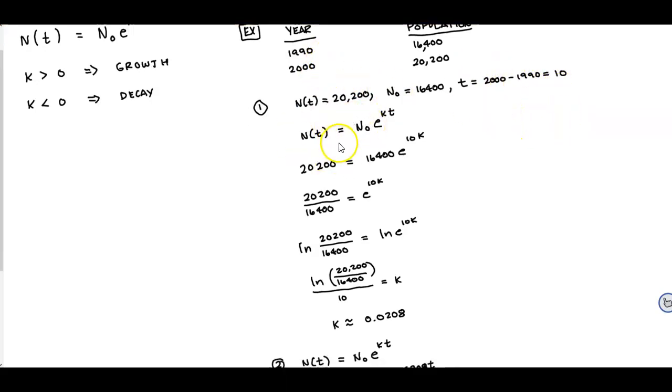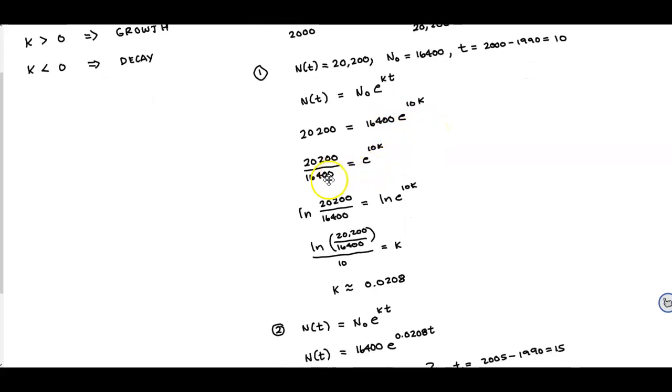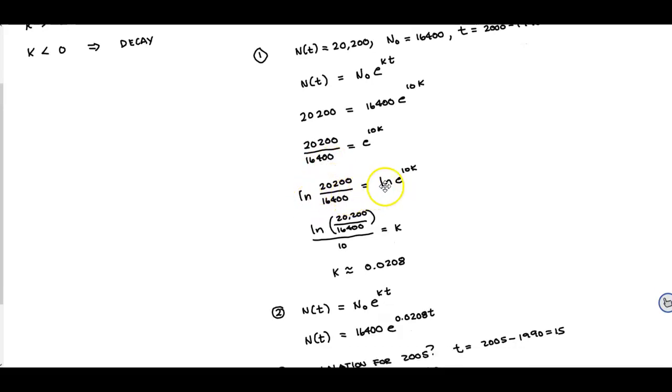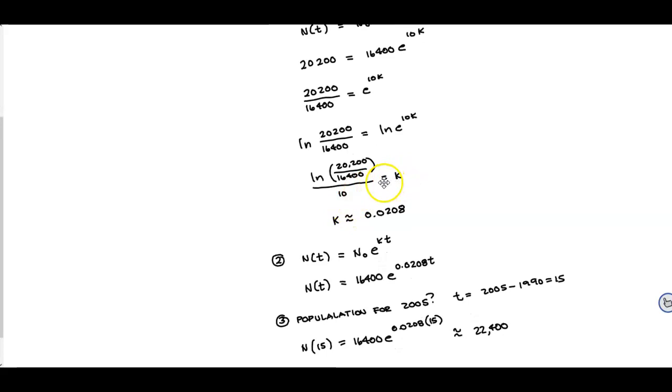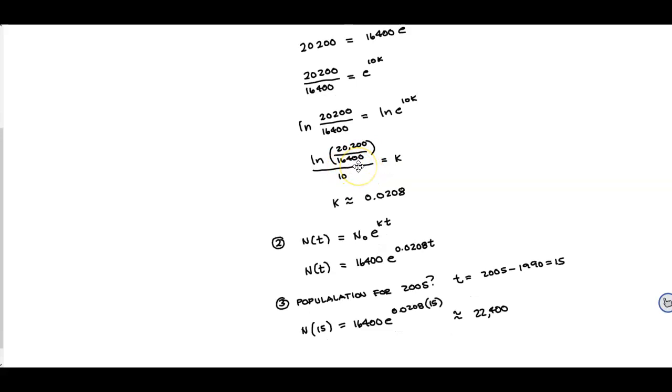So now we're going to plug in that information. So we end up with 20,200, which equals the initial population, 16,400, e to the t, which is 10 times k. And so now, in order to solve for k, we're going to divide both sides by 16,400. And then we can take the natural log of both sides. And then in this scenario, we know that we have a base of e, so we're going to have 10k, and we're going to divide both sides by 10. So therefore, k is going to equal the natural log of 20,200 divided by 16,400.